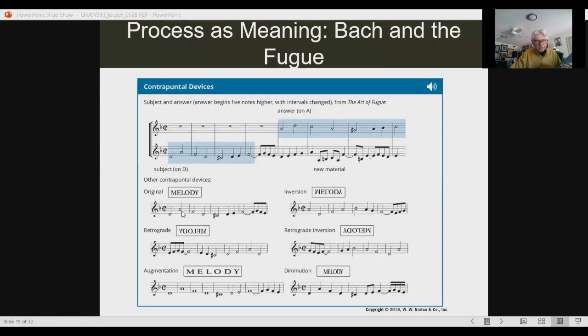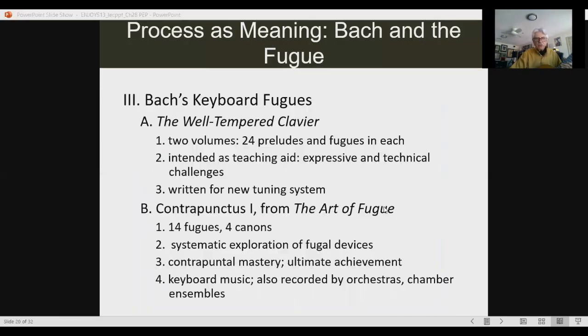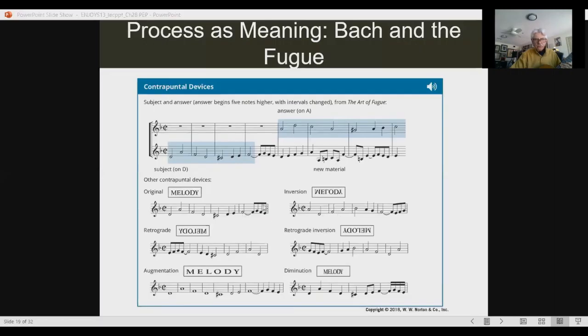This is that same subject that I've just played, and they're showing you the methods used to alter that. So now I could play that same melody upside down. Now, would the listener be able to hear this? I kind of doubt it, right?